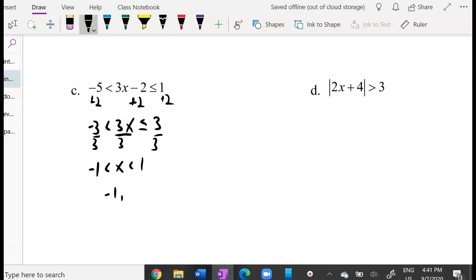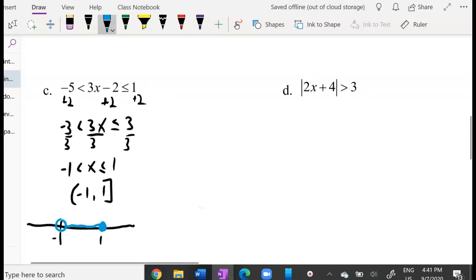between -1 and 1. We have an inclusive on this side, so it's including the 1, but open on the -1 side. So when we make the graph, we're going to put both of these points on here, and we're going to put an open circle at -1, a closed circle at +1, and it's everything in between.